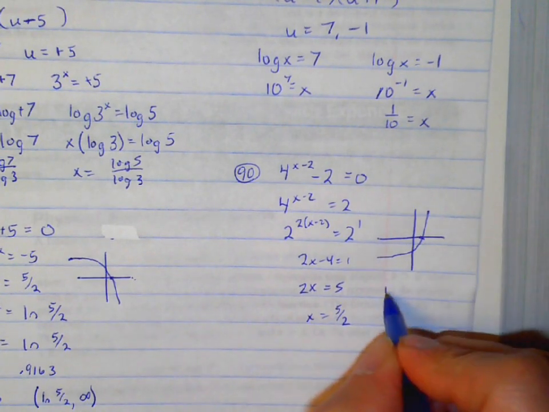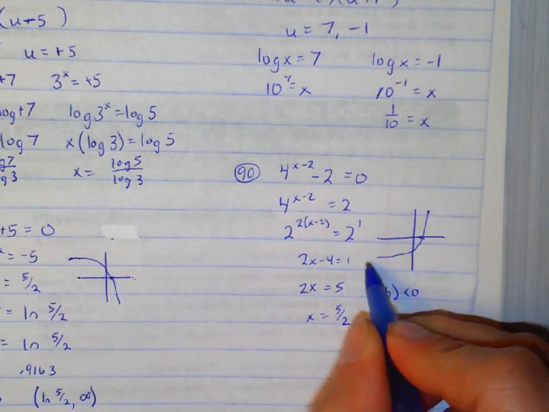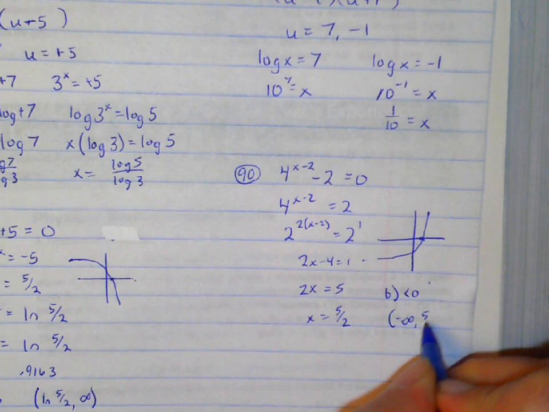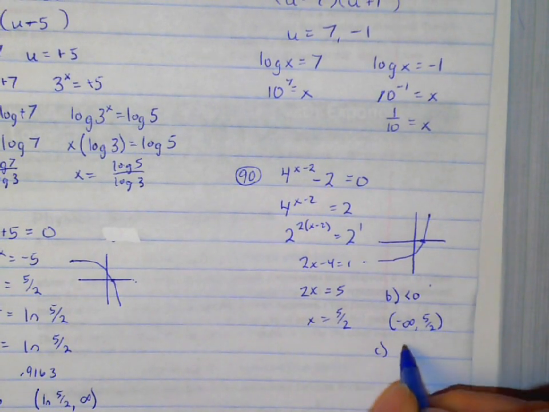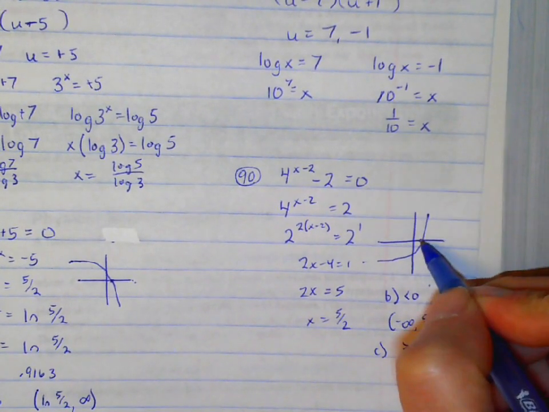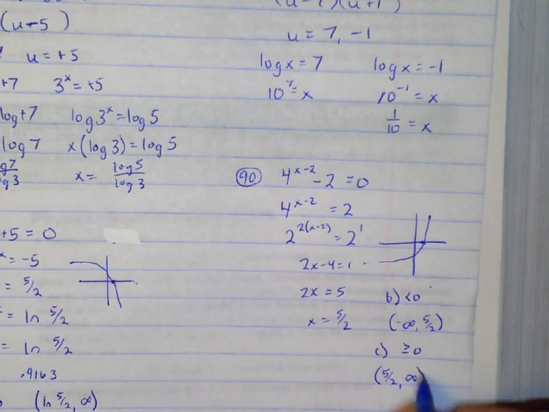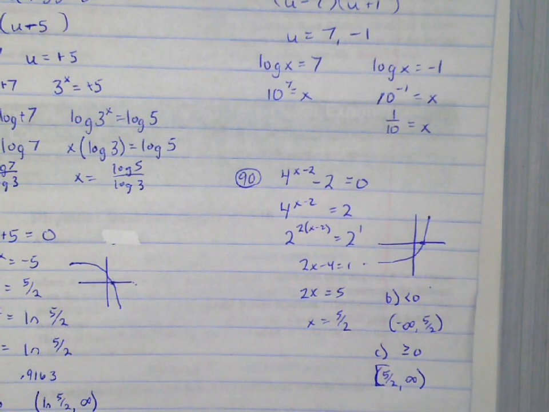For part B, I want to know where it's less than 0, so from negative infinity up through 5 halves. And part C is greater than or equal to 0, so from 5 halves through infinity. Or equal to, make sure you have the bracket there.